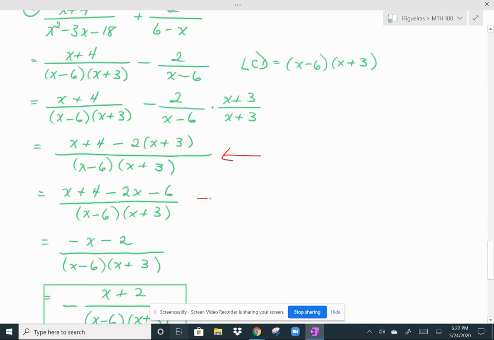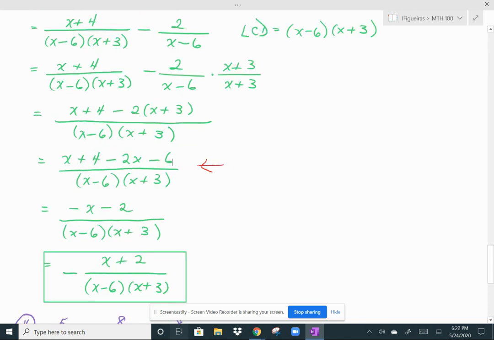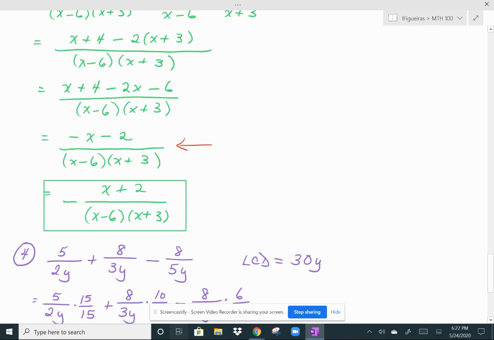So I have x plus 6 minus 2x minus 6. And x minus 2x is negative x. 4 minus 6 is negative 2. So again, this answer is fine, but I did the same thing I did in the previous example, which is to factor the negative out and put it in front. That means this changes to a plus. So again, these two expressions are equivalent, just different formats of expressing the answer.